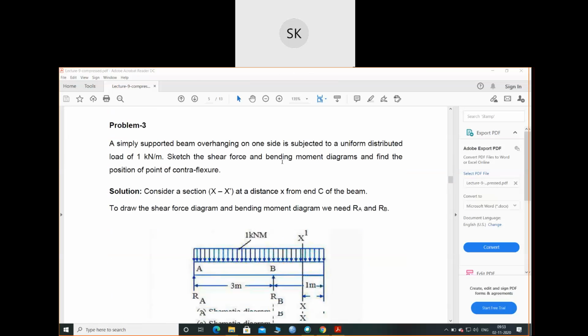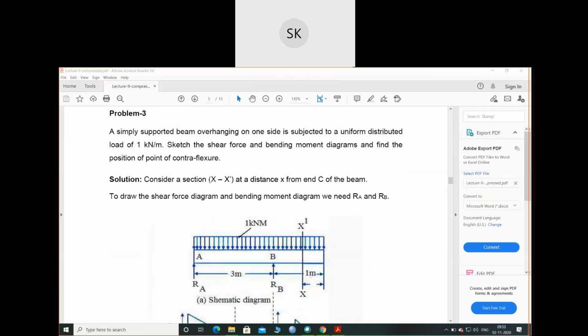Okay, so try this one. Some part of the beam is overhanging and it is placed between A and B, with UDL. Then try to find out this one.